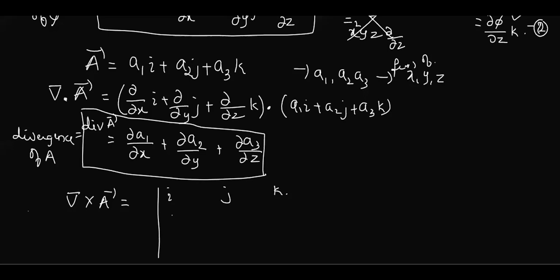What do I have to write here? You should answer: dou by dou x, dou by dou y, dou by dou z. What do I have to write in the last row? A1, A2, A3. So this will give me some quantity. You know how to do it: plus, minus, plus. You will get some quantity. And this will be a vector or a scalar? Vector quantity.